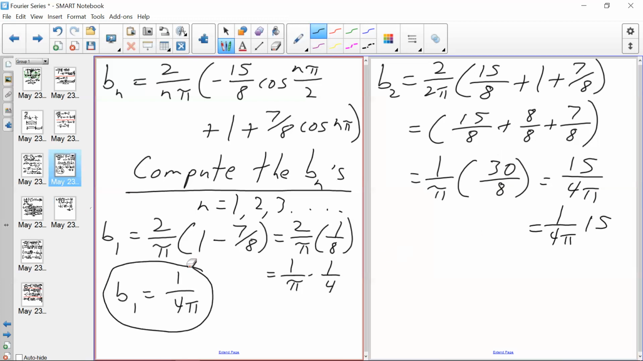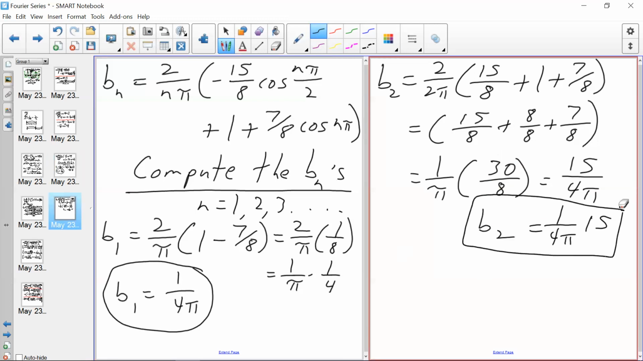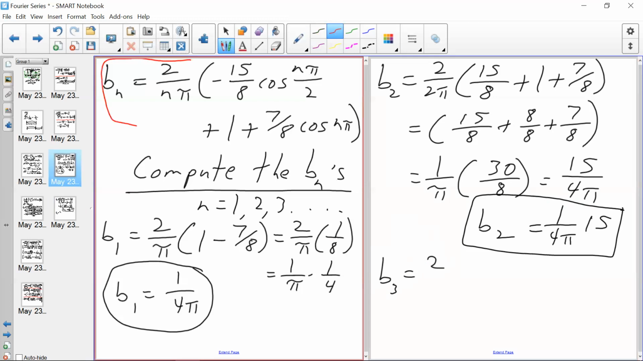Okay, so B1 is 1 over 4 pi. And so B2 is going to be 15 over 4 pi. So it's 1 over 4 pi is looking like it's going to be possibly a factor for all the B sub n's. And so B3, it's 2 over 3 pi because n is now equal to 3. Again, we're evaluating all the B sub n's from this formula.